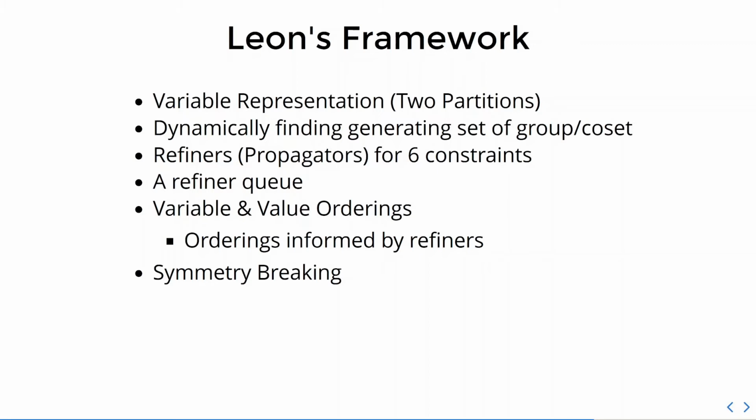So he had this idea of this representation for permutations where you have two partitions and you map the first to the second one, this colouring thing. Dynamically finding the generating set of a group.